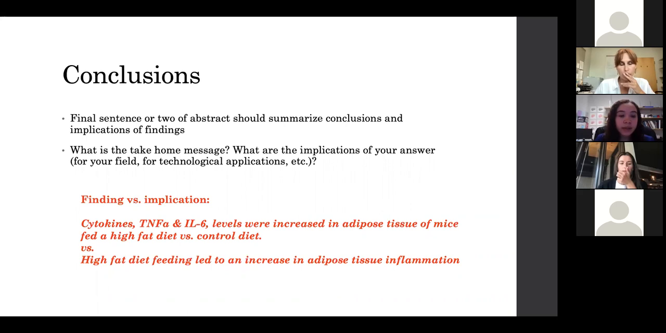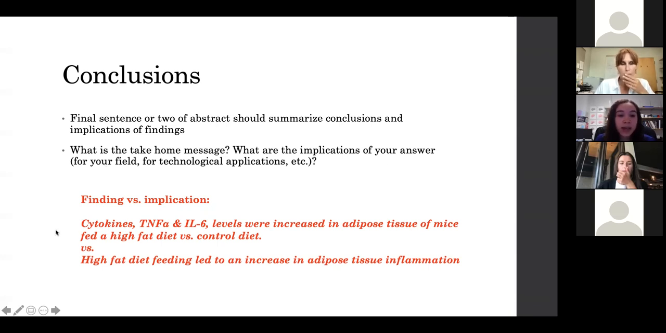And here we have a good example of the difference between finding and implication. In the first sentence, we have: cytokines TNF-alpha and IL-6 levels were increased in adipose tissue of mice fed with high-fat diet versus control diet. This is basically the same result that we can see in the results section. It's the finding of the study, but it's not the conclusion or the implication of your study.